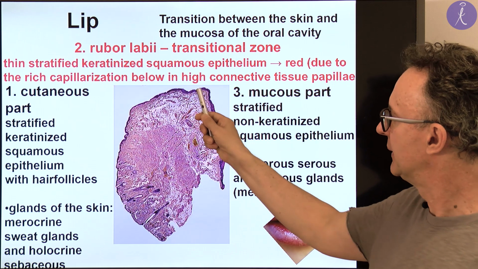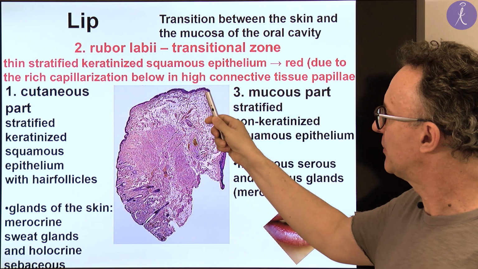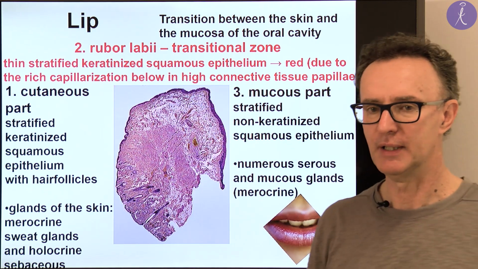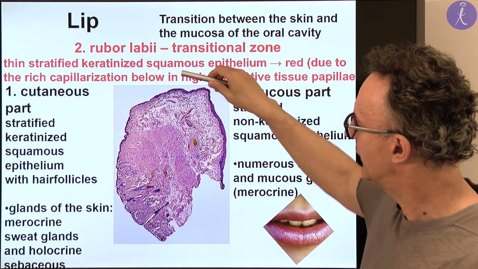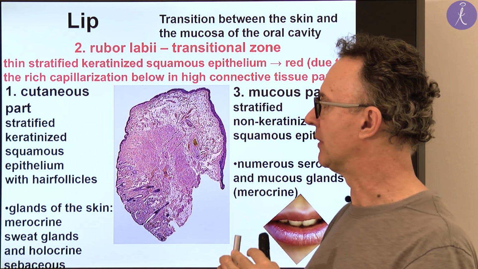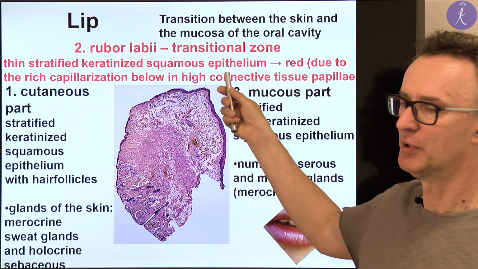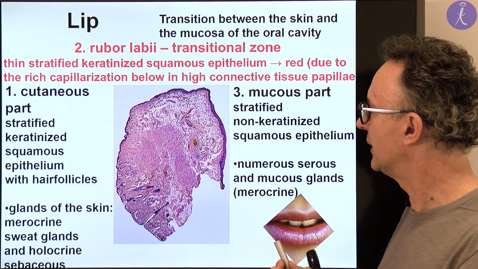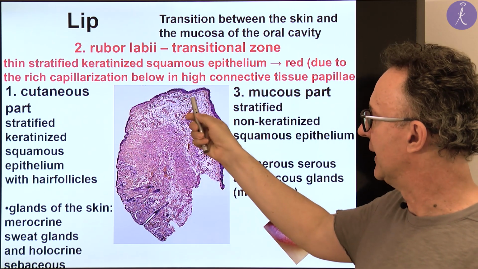Then we turn to the top. This is the so-called intermediate part, or red part. Here it's called rubor labii in Latin, or transitional zone. Here we have still stratified keratinized squamous epithelium, but very thin, and we have quite high connective tissue papillae, and that's why the capillaries in the underlying connective tissue are very close to the surface, and we are able to see the color of the blood in it. So that's why the red color will be provided by the blood. Here we don't have glands.